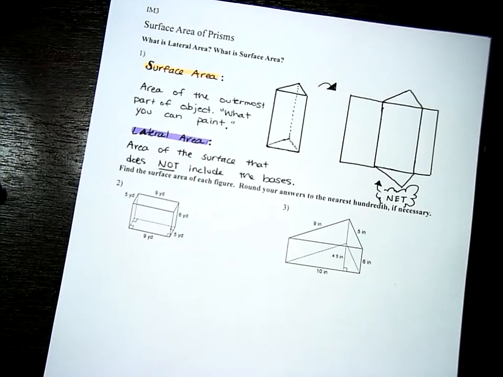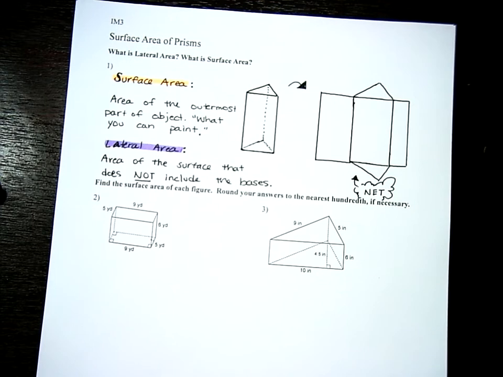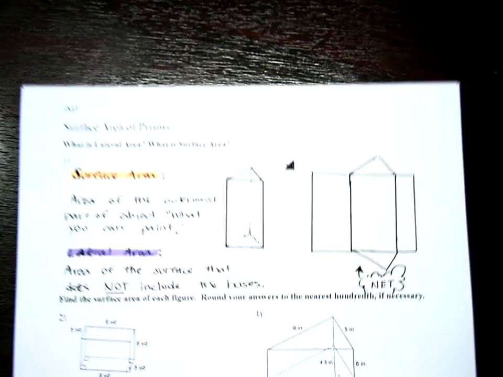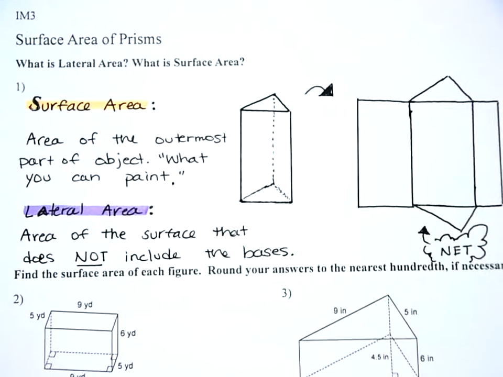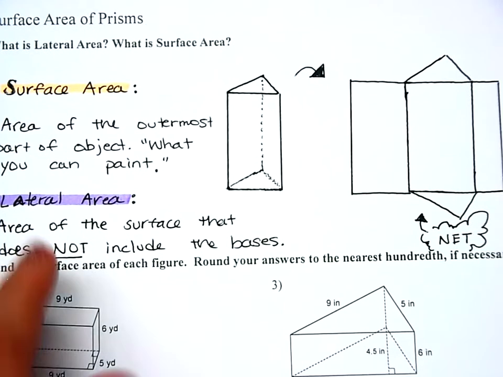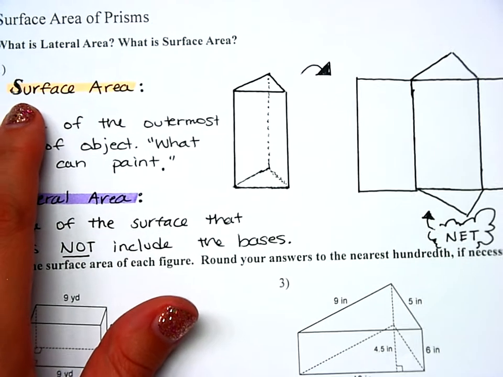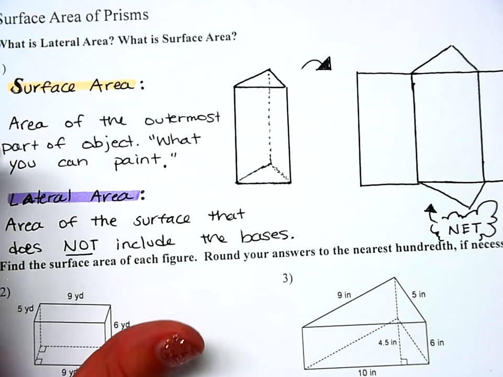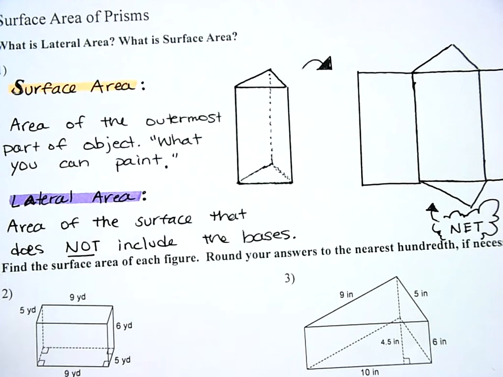Okay, so using that formula, we are going to work on the surface area of 3 different objects, but let's talk about the idea of surface area first, since this is our first video. Okay, so surface area is what we're going to find most often. You'll also see we're talking about lateral area. But surface area in general is the area of the outermost part of an object.